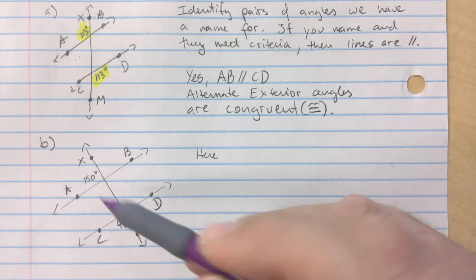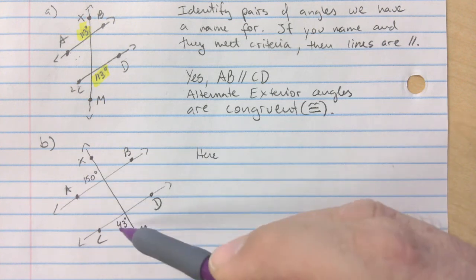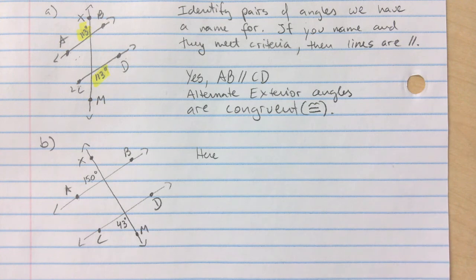Do we have a name for these two angles here? Do we have a name? They're both exterior, right? But as a pair, do we have a name for them? We don't. We don't have a name.